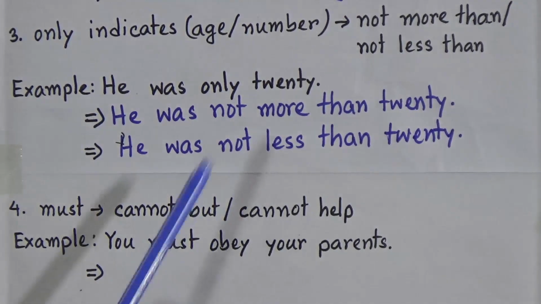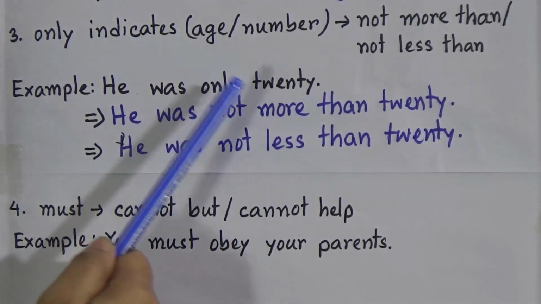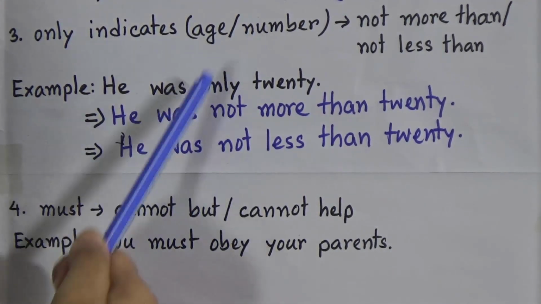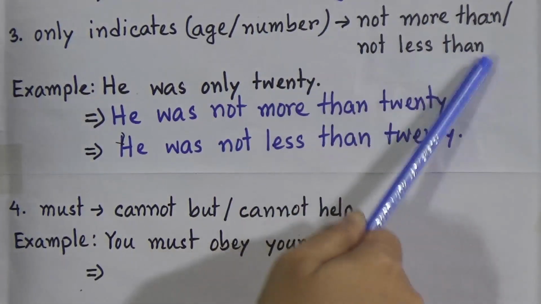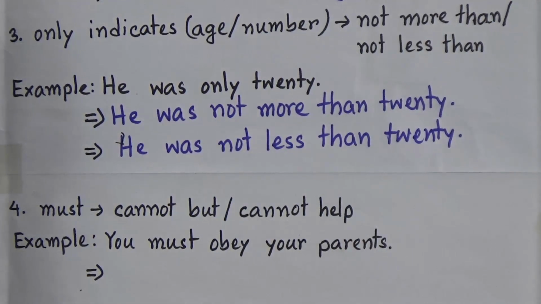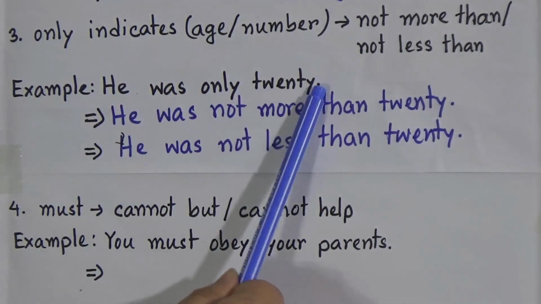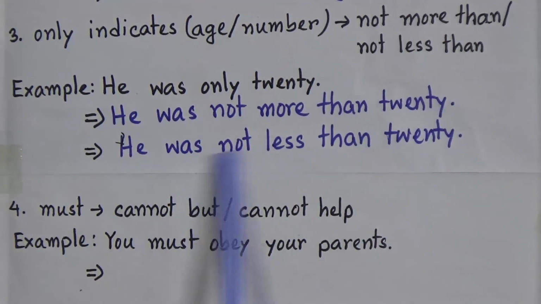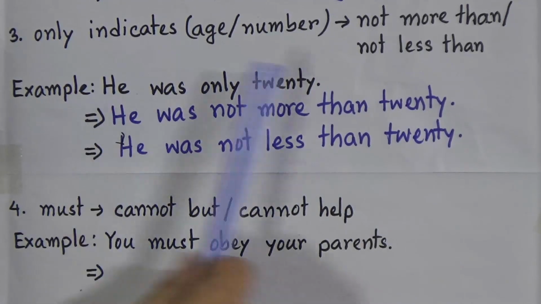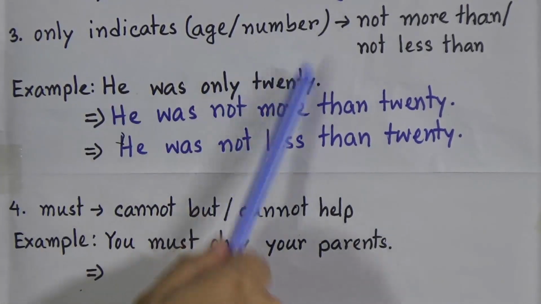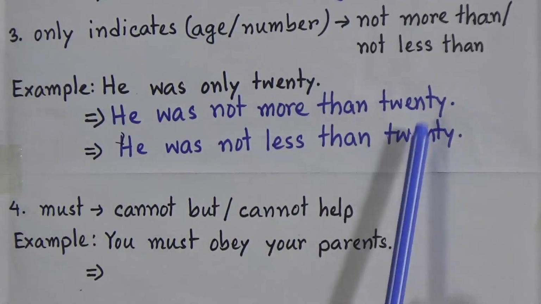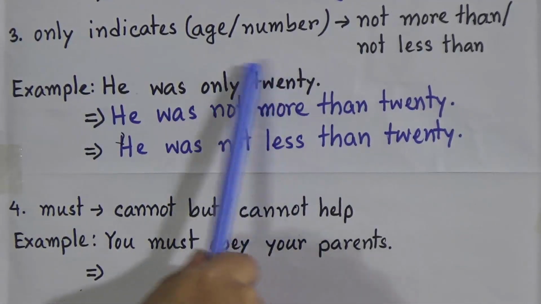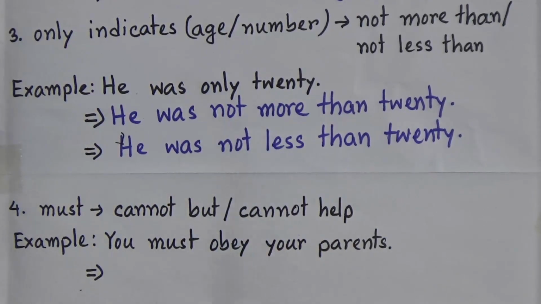So we can change it in two ways. In the place of only you can write not more than, or you can also write not less than. Both will be correct. So he was only 20, he was not more than 20, he was not less than 20. Our affirmative sentence is he was only 20, that means the positive sentence, and the negative one, he was not more than 20, he was not less than 20. The meanings are same.